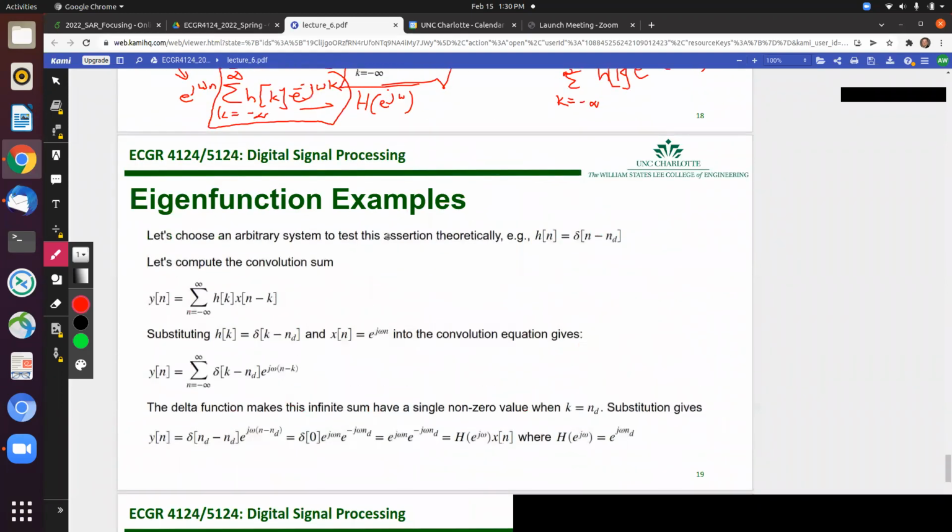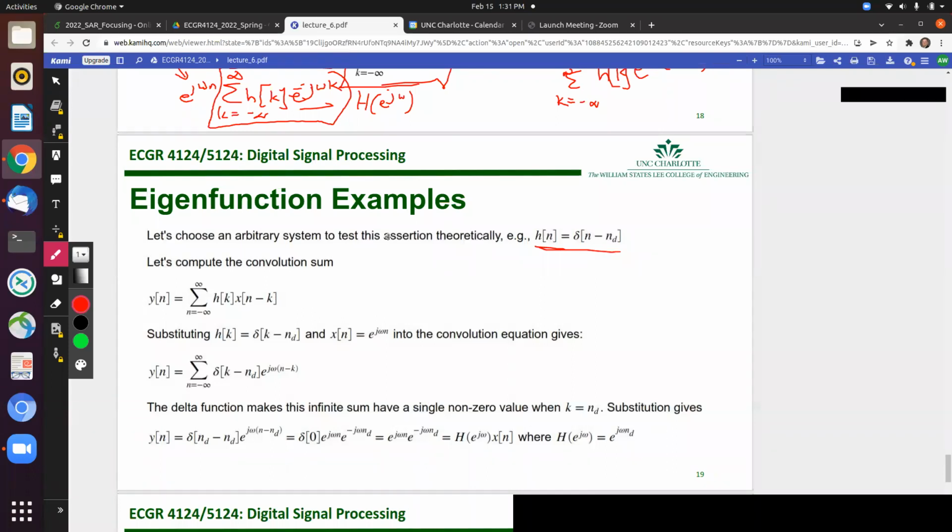Eigenfunction examples. We have a system. Is it linear and time invariant? h of n is equal to delta of n minus n_d. Okay, so is this linear and time invariant? Is it written as an h of n? You don't even have to look at what's after h of n. Because it's written as h of n, it is linear time invariant, because h of n only represents linear time invariant systems, right?